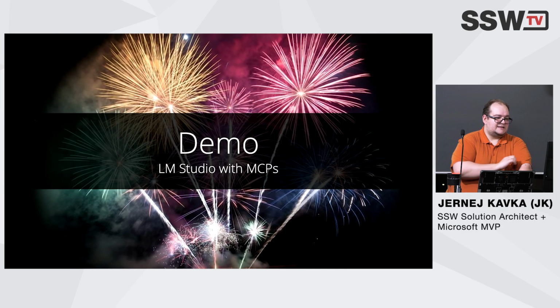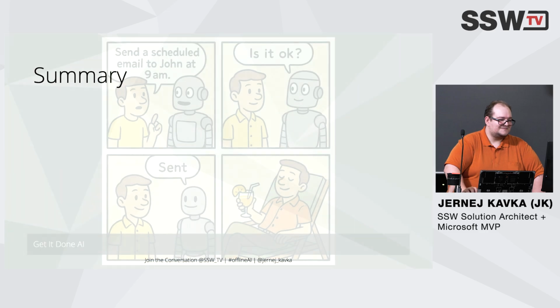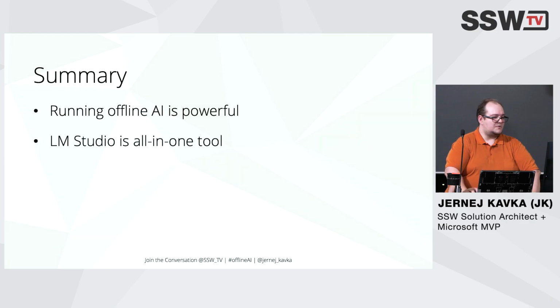So what that means is that with this, we have a get-it-done AI. If we say send a scheduled email to John at 9 a.m., the AI is going to say, is that okay? And it's going to show you the email. And you're like, yep. And it's going to send the email scheduled. And then you can just chill. That's what they call get-it-done AI. So in summary, I've shown you how powerful offline AIs can be. And if there are any questions, I'm open to answer more.